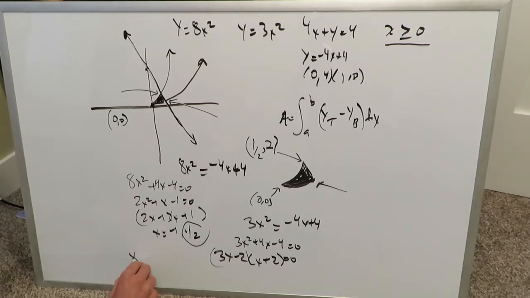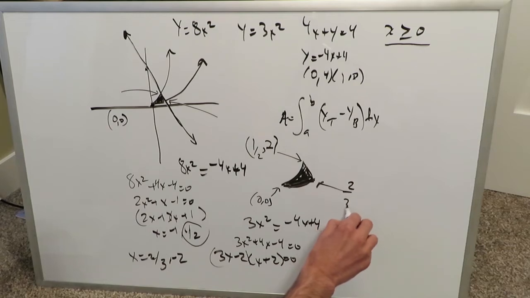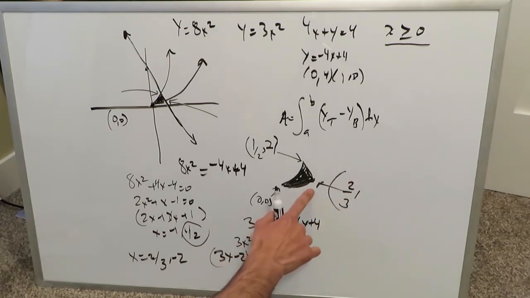You get x is equal to 2 over 3 and x is equal to minus 2. We can only keep the positive value 2 over 3. Only the positive value. You put 2 over 3 over here. Let's find the actual coordinate pair. How do you find the coordinate pair?